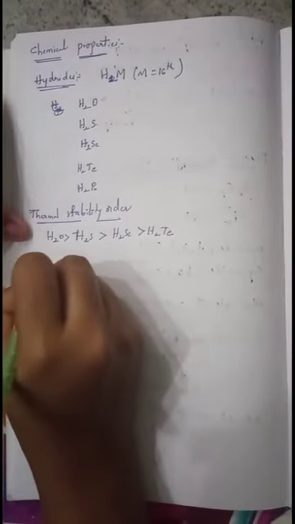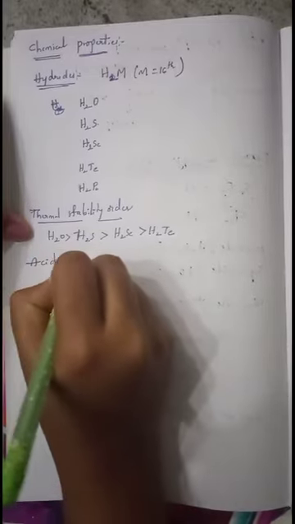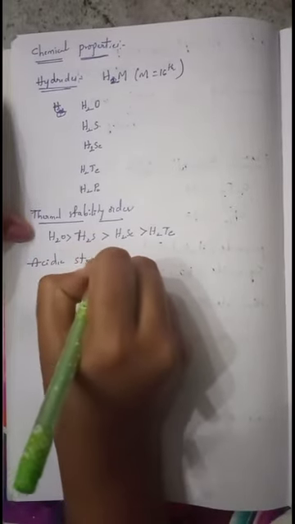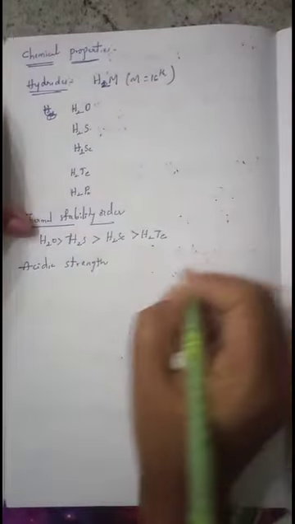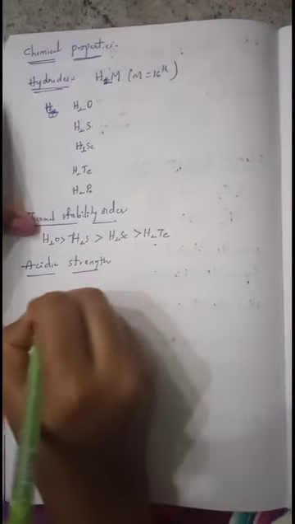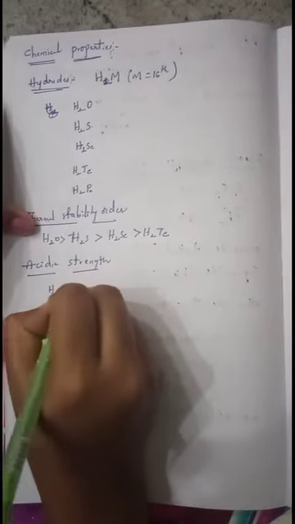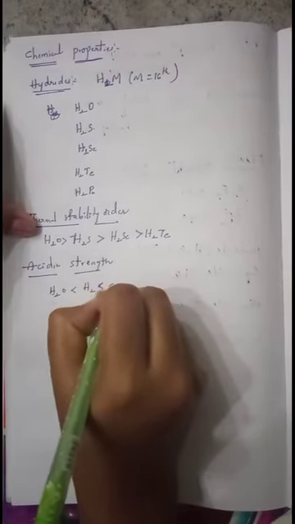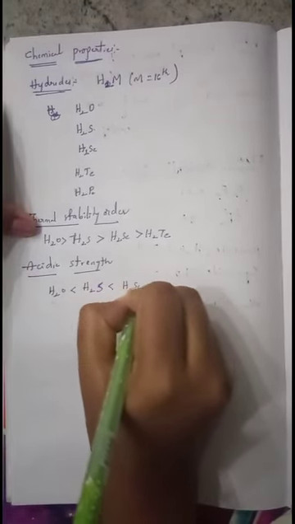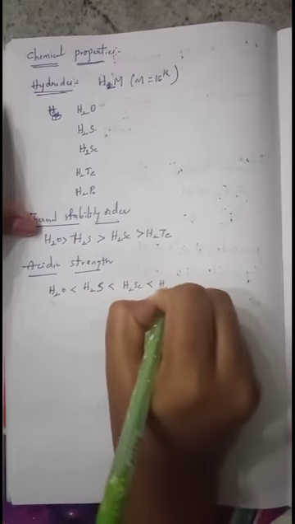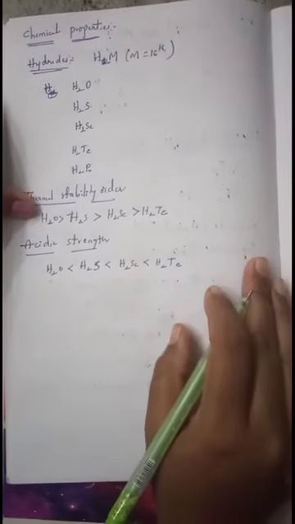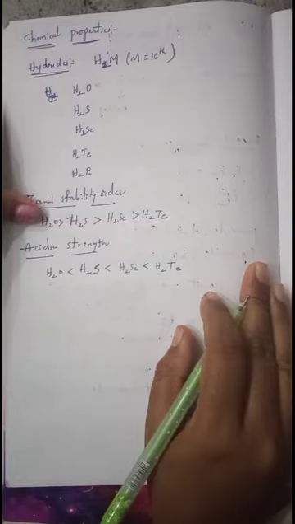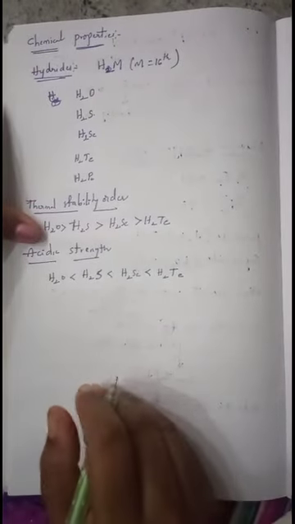Next property is acidic strength. If you observe the acidic strength of these group elements, the order is H2O is less acidic than H2S, which is less acidic than H2Se, which is less acidic than H2Te. So that is about the acidic strength of the hydrides of the 16th group.